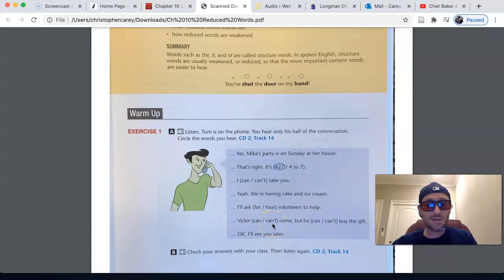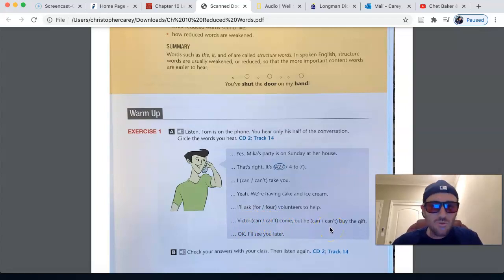Victor can't come, but he can buy the gift. Kind of funny. Not invited, but he can bring a gift, huh? Victor can't come, but he can buy the gift. Notice can. It's not an emphasis, because just like up above here, when it's affirmative, it's reduced. But when it's negative, it becomes a content word. Victor can't come, but he can buy a gift.